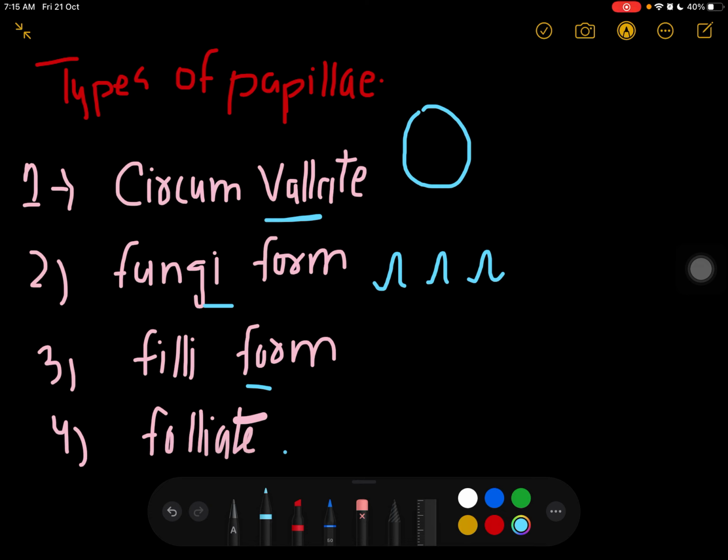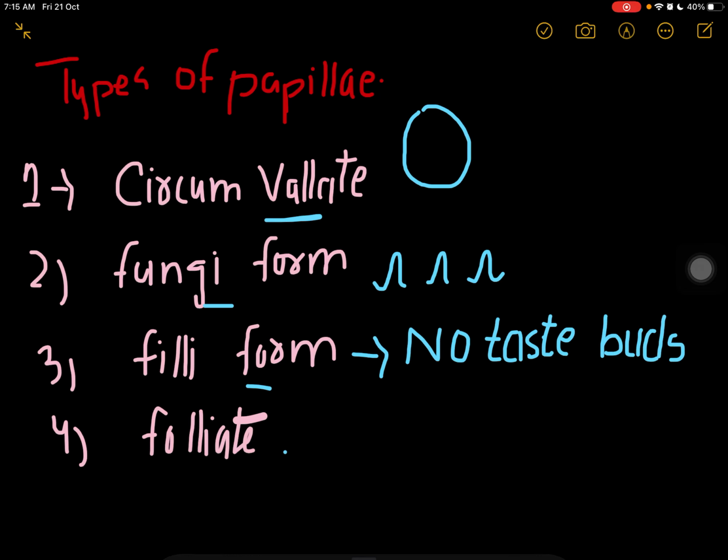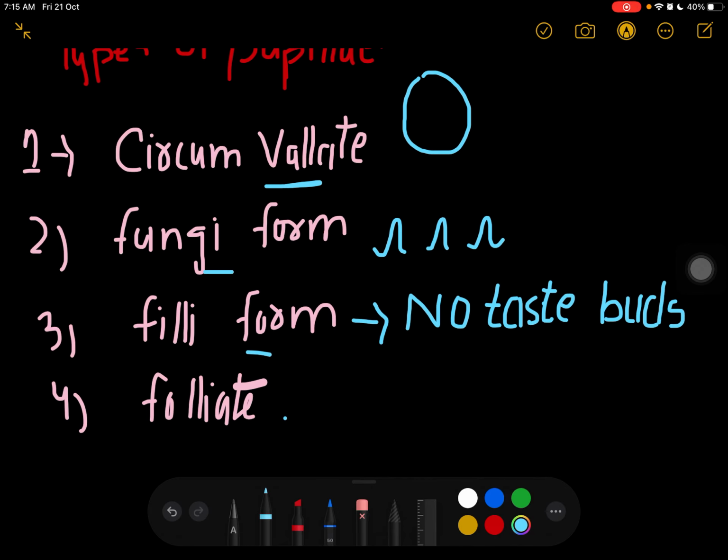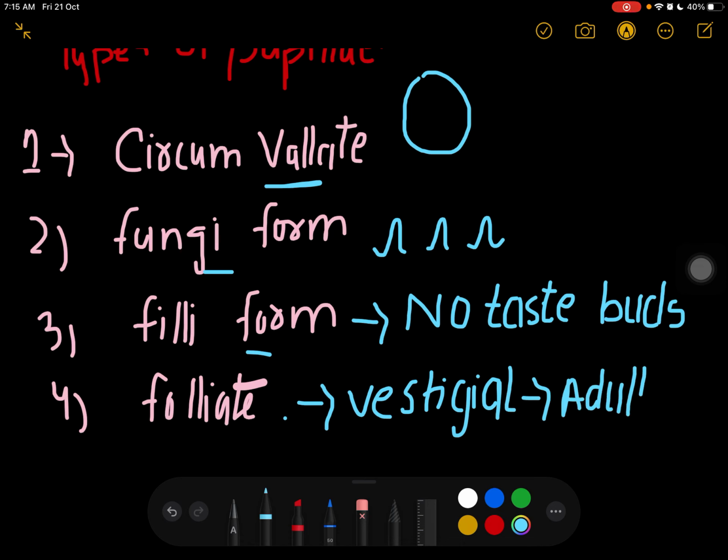Then we have filiform. When I was saying that not every papilla has taste buds, I was actually talking about filiform. They do not contain taste buds. They don't have any kind of taste buds. Now foliate. Foliate is actually vestigial in adults.